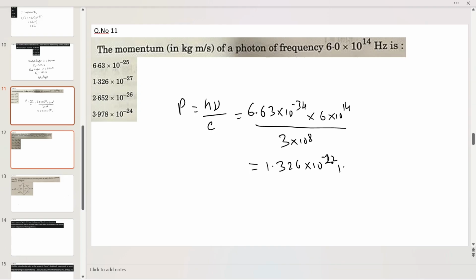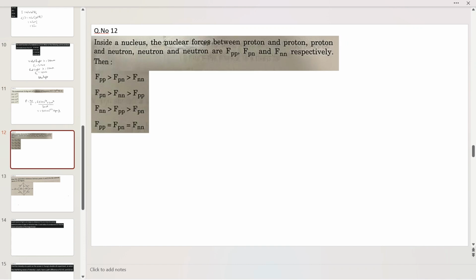Solve it. Sorry, it will be minus 27 kg meter per second. This will be your answer. Now for the third question: inside a nucleus, the nuclear forces between proton and neutron. So your answer will be F: force between proton and proton is equal to force between proton and neutron is equal to force between neutron and neutron.